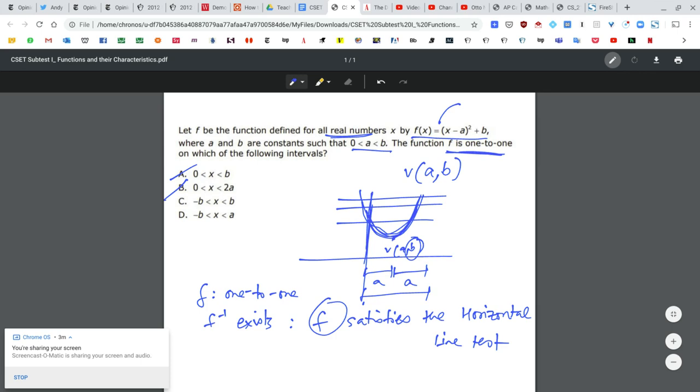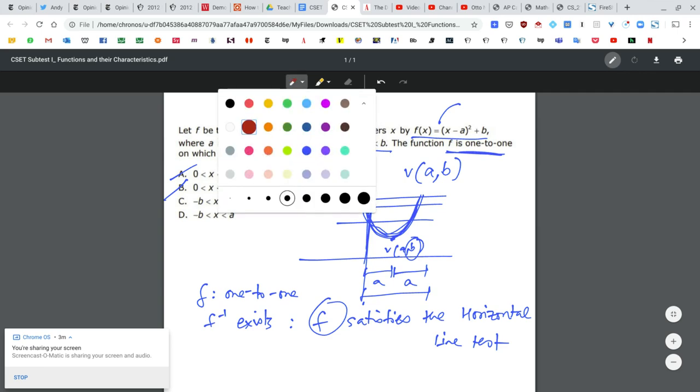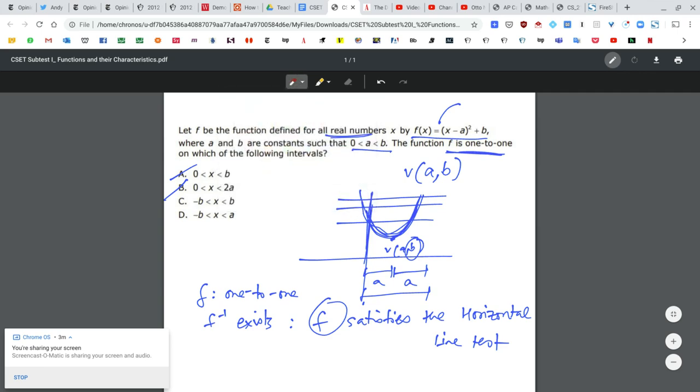So it's not that. C says between negative b and positive b. Again, negative b and positive b are still y values. So it goes from negative b, if this is b, from negative b, which would be here. Okay, I'm going to switch pens so you can see what's going on. From negative b, which is here somewhere perhaps, to positive b, but the function is not even defined there.